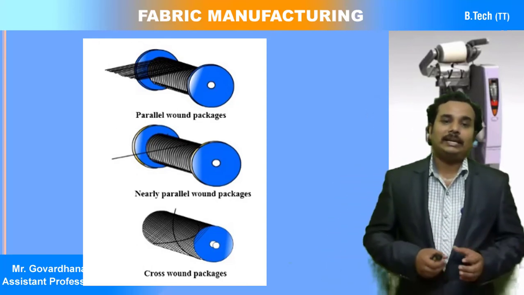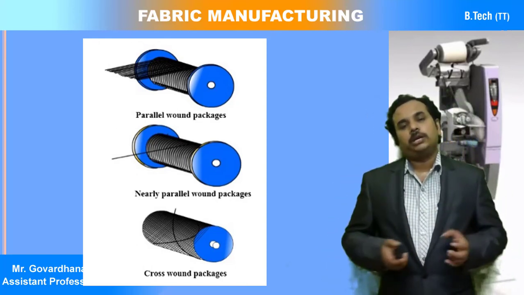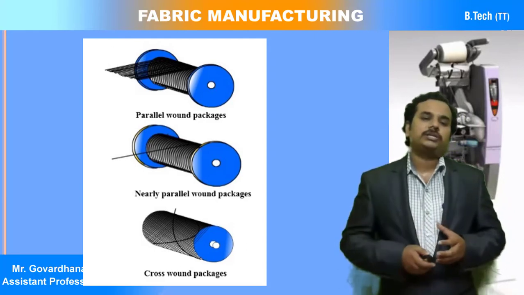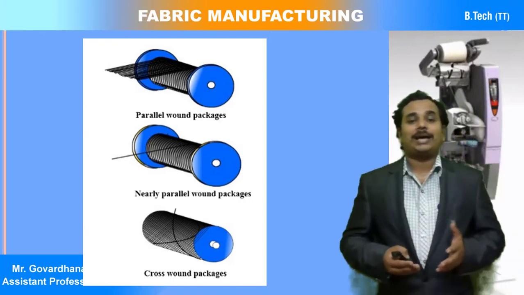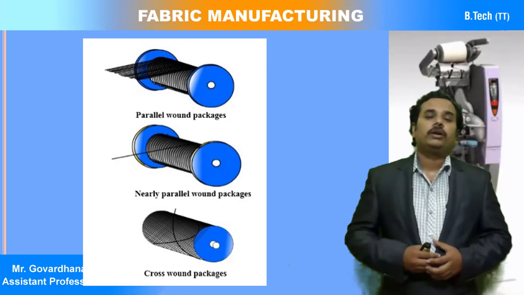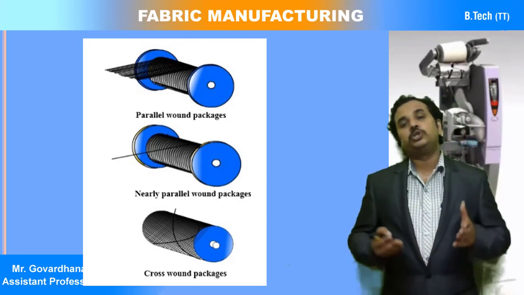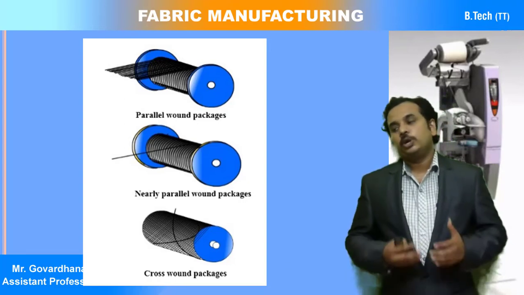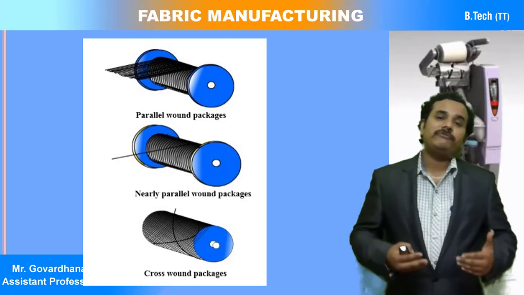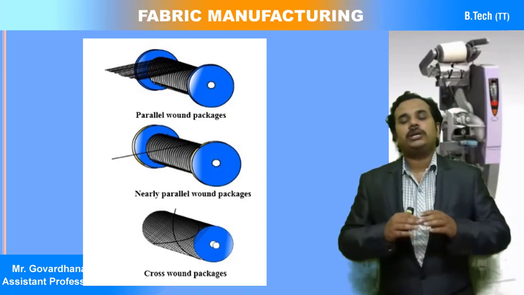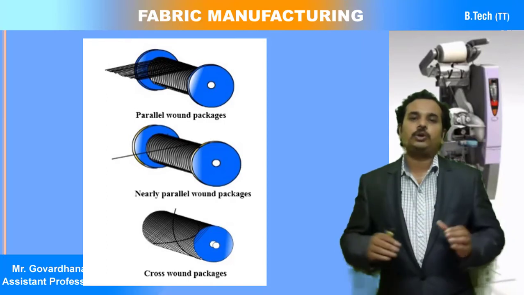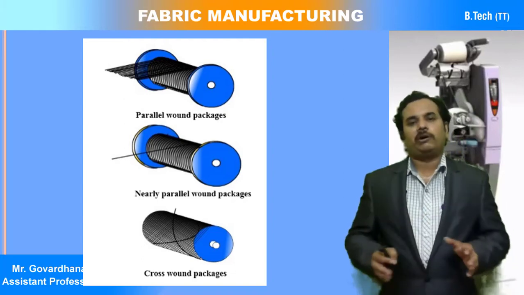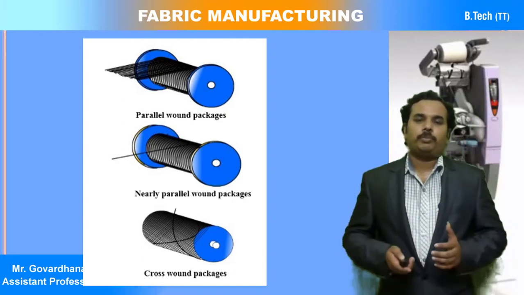Now the second category is the nearly parallel wound package, like your kite bobbin where you are winding onto the package. And the third category is called the cross wound package. Our winding machine packages are produced with this type of package, the cross wound package, so that we will get a uniform package diameter. The surface of the package becomes uniform, so that there will not be any breakages in the further processes.